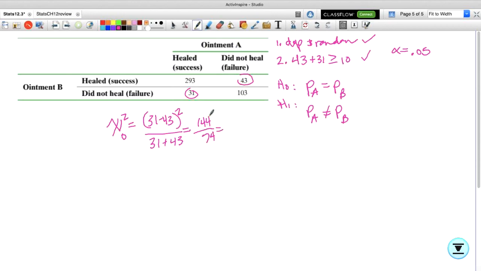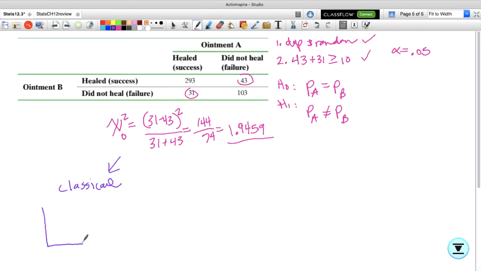Now, if I divide those two, gosh, it's pretty darn close to 2, isn't it? 1.9459. Remember, that's a 9. So this is my test statistic. Now I'm ready to do both classical and p-value. Again, I don't care which one you do. I think classical is easier just because it's so similar to what we've done in the past.